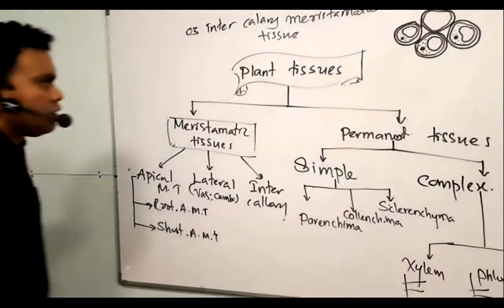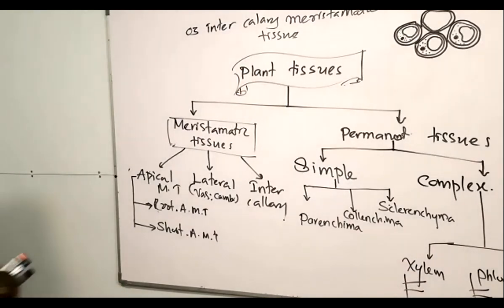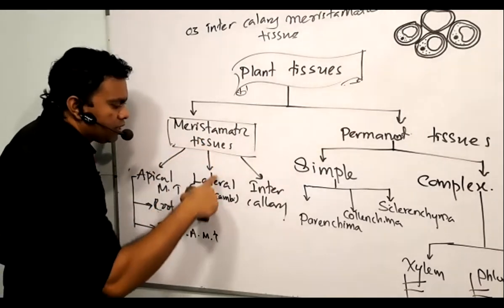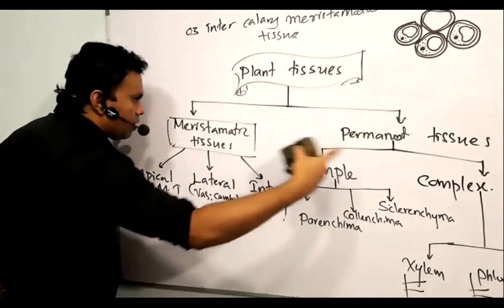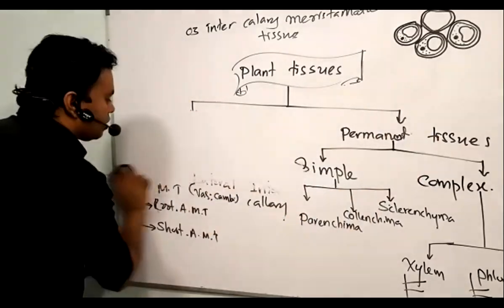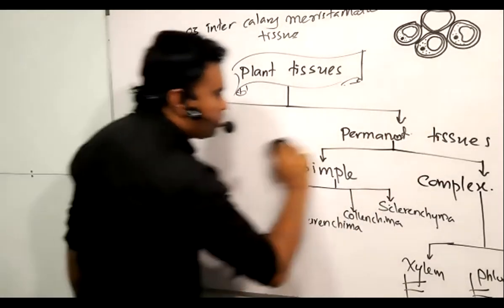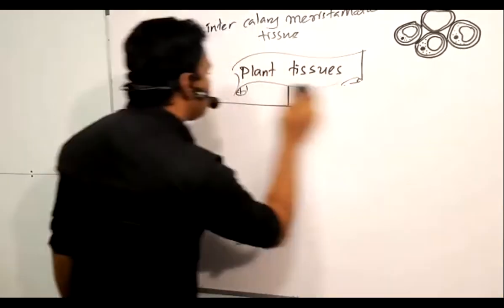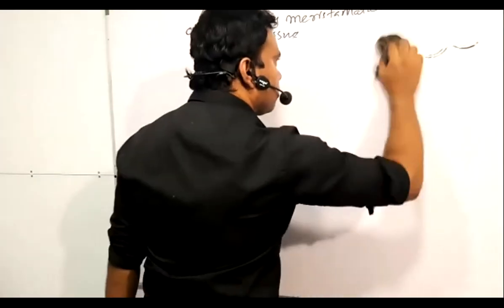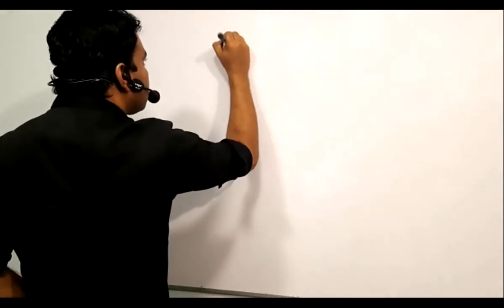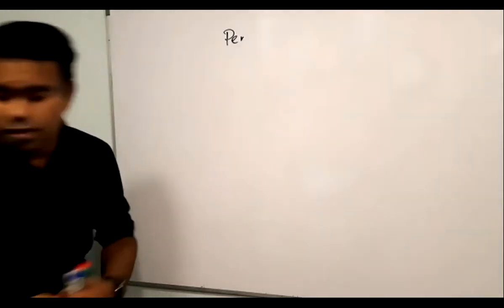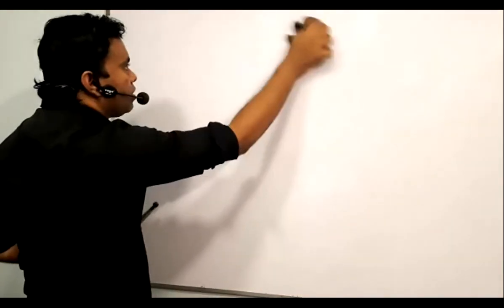Okay, good. Let's move. Now, under plant tissues, we have already taken down them in brief. Now take down permanent tissues. Topic: permanent tissues. Okay, write the topic, permanent tissues.